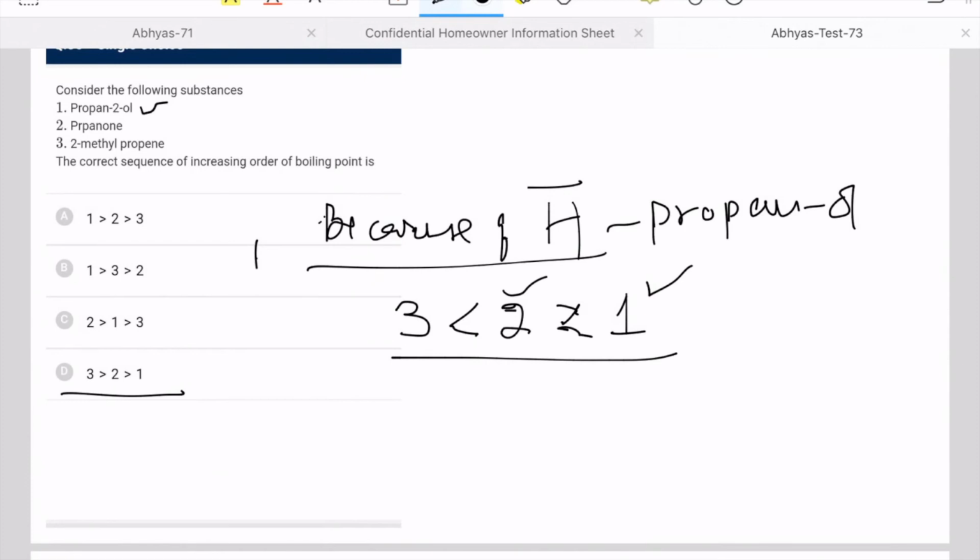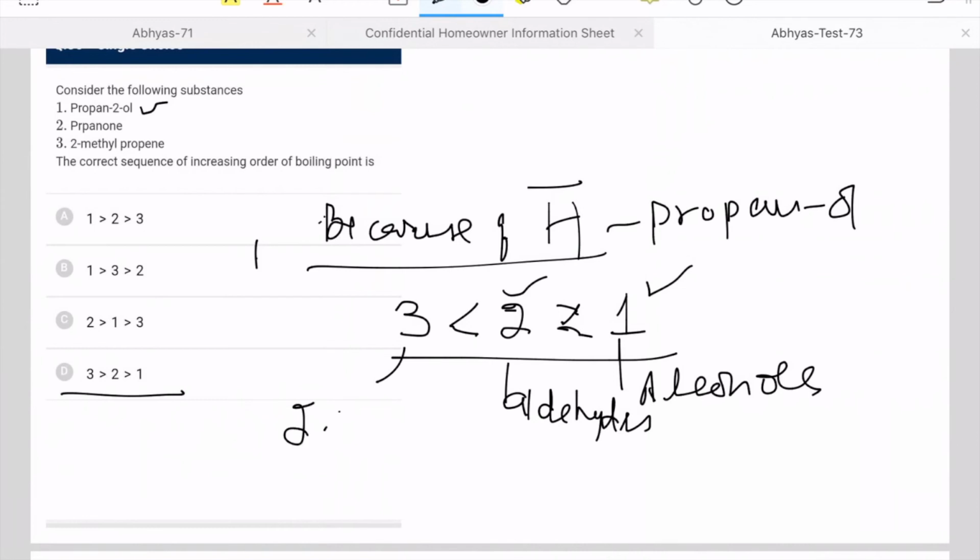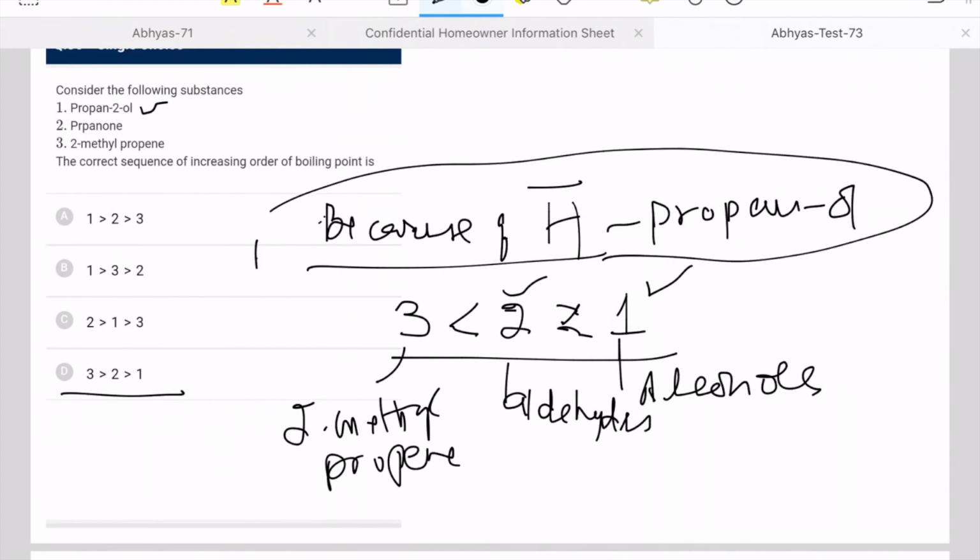So we can write down here alcohols, aldehydes, and this one methylpropane. Because of the hydrogen bonding, the alcohols will be the highest. So we'll go to the next question.